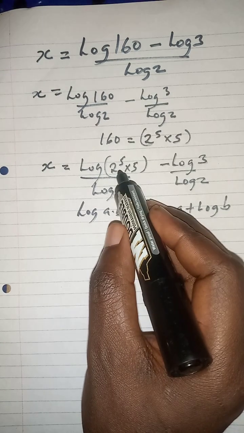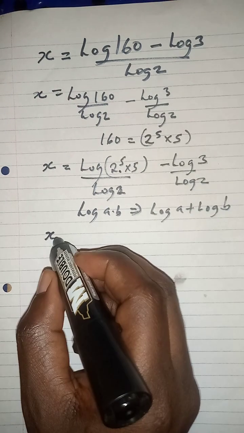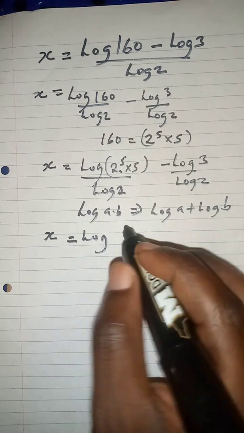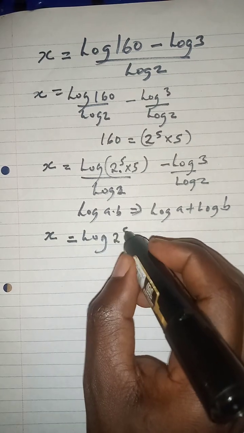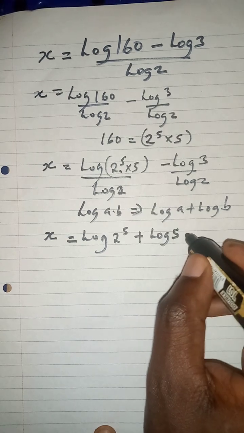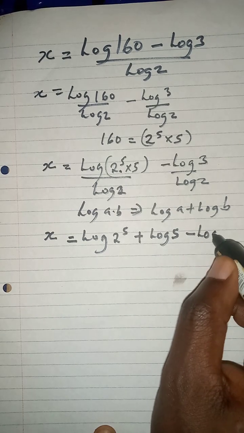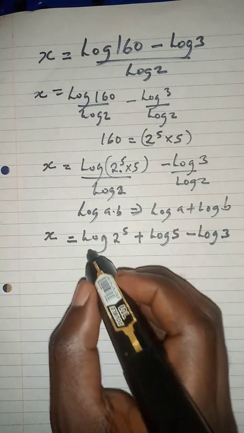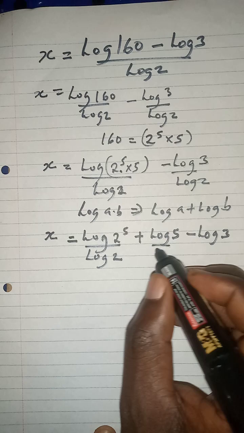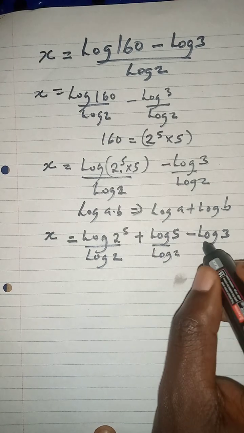So applying that here, my equation now changes to x equals the log of 2 to the power 5 plus the log of 5 minus the log of 3. But of course, everything is over the log of 2 divided by the log of 2.